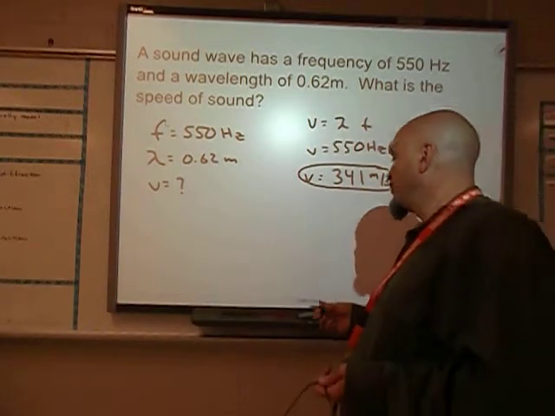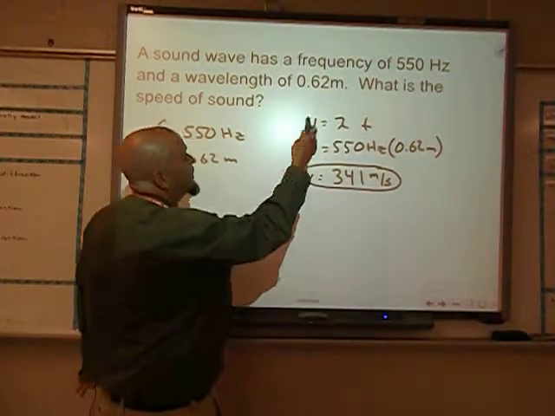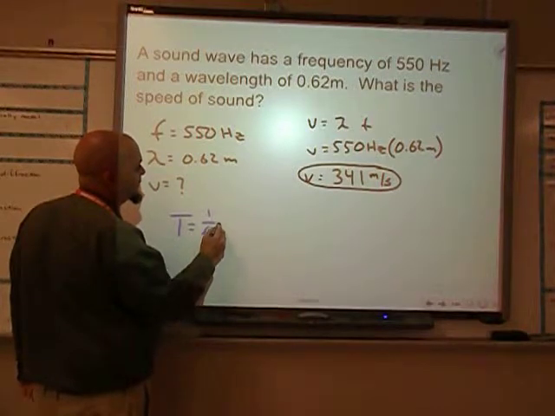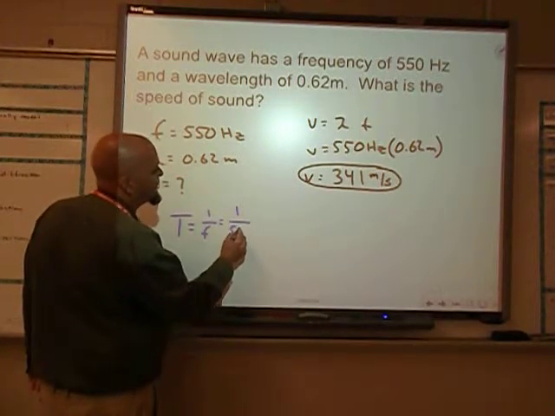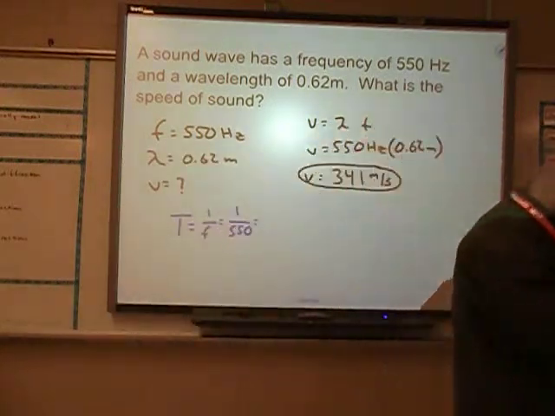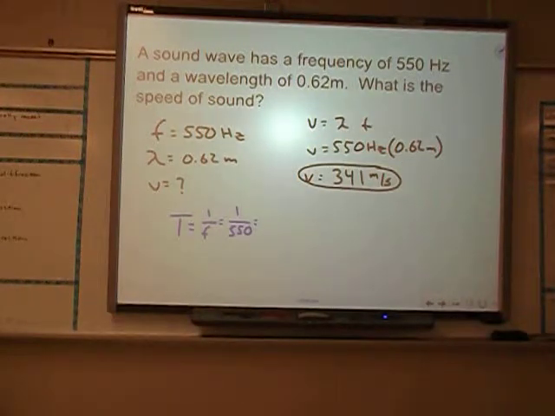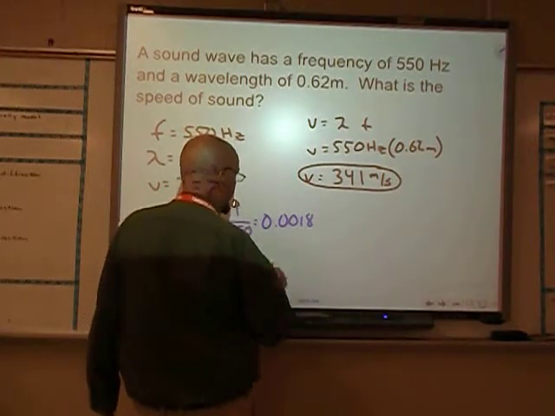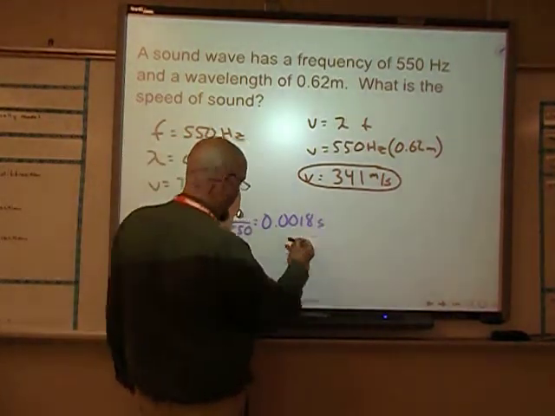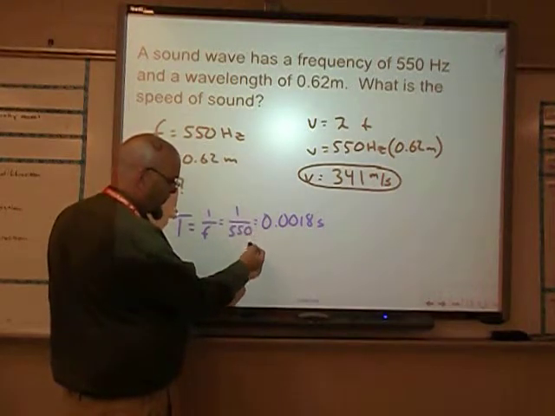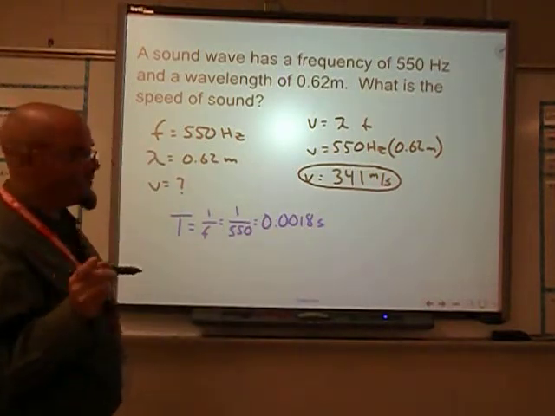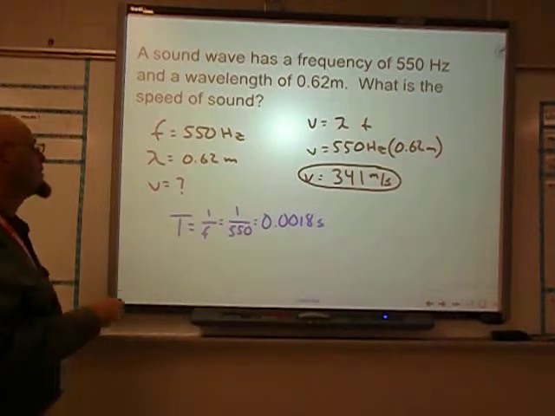I also want to point out there's more than one way to solve this problem. I've got a frequency of 550 hertz, and I can turn that into a period by doing 1 divided by the frequency. 1 divided by 550 is 0.0018 seconds, because hertz is waves per second, so seconds is in the denominator of the denominator and moves up. That's the amount of time it takes for one wave to go by.